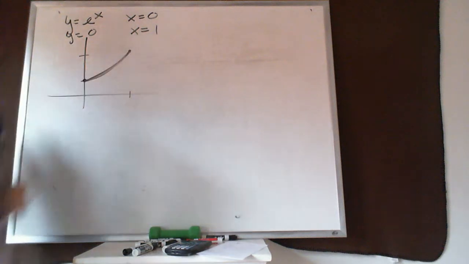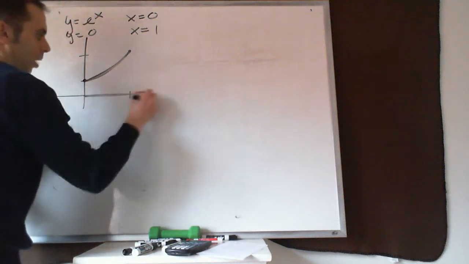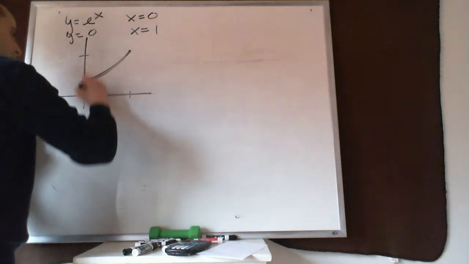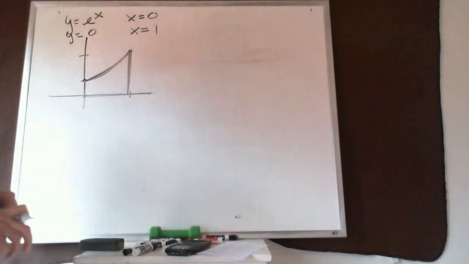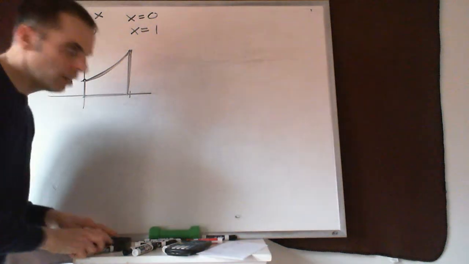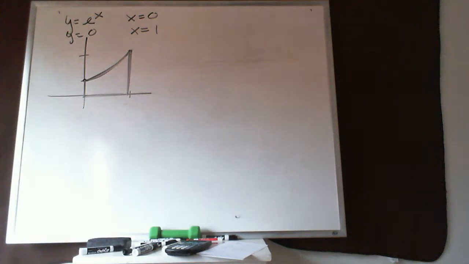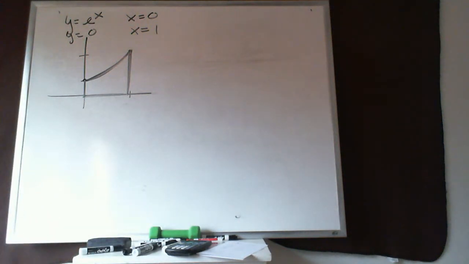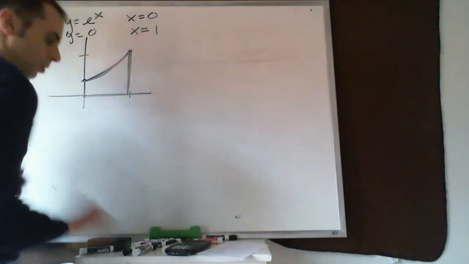There it is. Y equals 0 is the x-axis. X equals 0 is a vertical line, and x equals 1 is a vertical line. So this time, what we have going on here is we do not have the graphs intersecting each other. But that's okay. We don't need them to intersect each other. We have our limits of integration being given to us from x equals 0 to x equals 1.